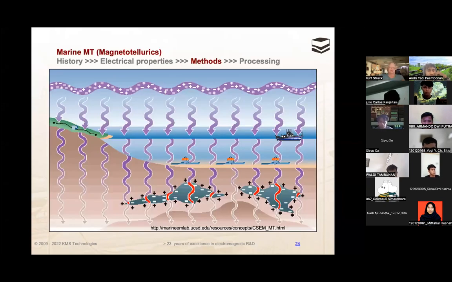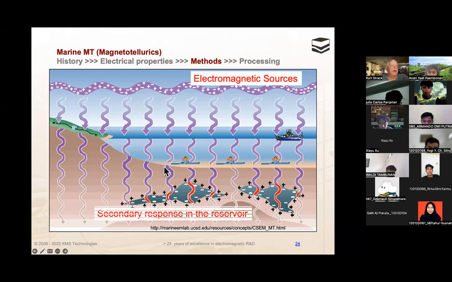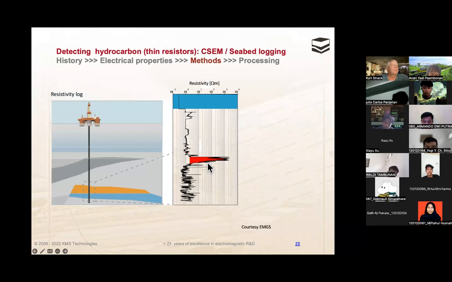We can do these measurements onshore as well as offshore. In the marine electromagnetic case, we put the receivers on the ocean floor, and we have either a transmitter or we use the plane wave from the surface, from the magnetosphere, and the sources generate a secondary response in the reservoir where we have a resistivity contrast, and this resistivity contrast generates a response which is recorded at the receivers.